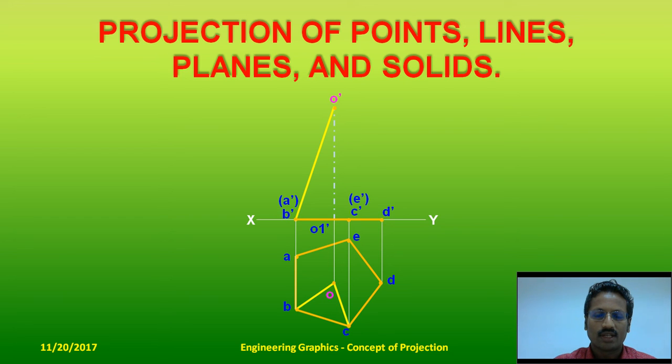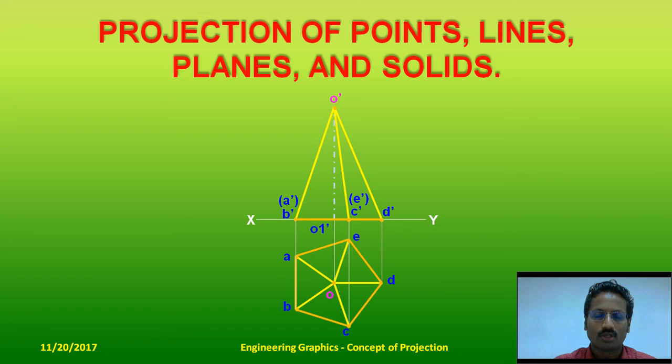If there is a line connecting O and C, then the front view is obtained by joining the projections O dash and C dash. If there is a line joining O and D, then its front view is obtained by joining O dash and D dash. A line connecting O and E is seen as a line connecting O dash and E dash, it's already connected, and a line connecting O and A can be seen as a line connecting O dash and B dash.